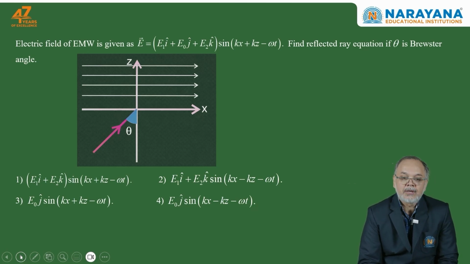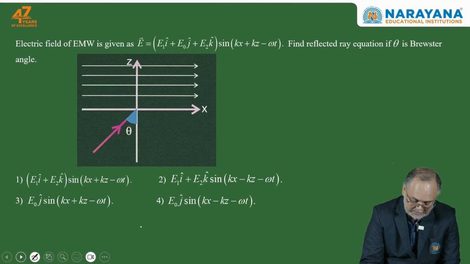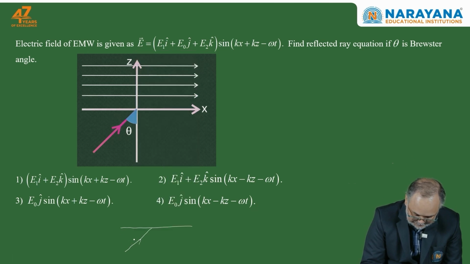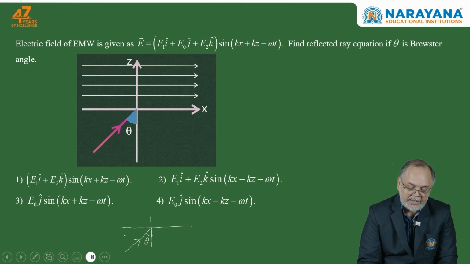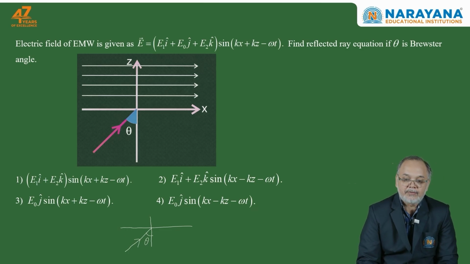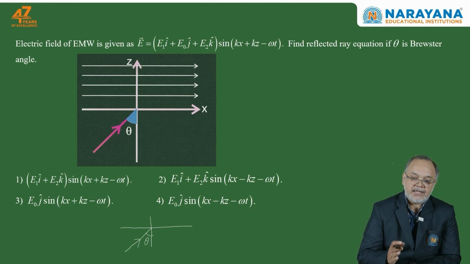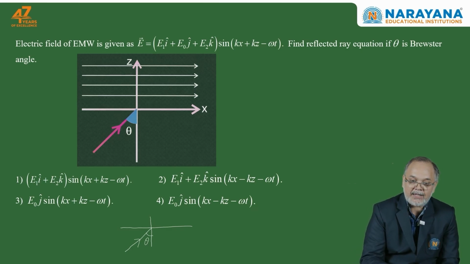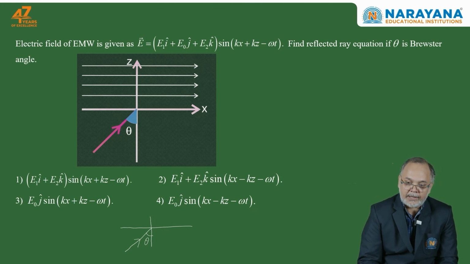Now, as we know, in the case of Brewster angle, if we draw this angle here, this is an incident ray at angle theta, which is the Brewster angle. So we have E1 i cap, E naught j cap plus E2 k cap. If you see these two components, E1 i cap plus E2 k cap, this is in the xz plane, and perpendicular to this plane we have the E naught j cap component.